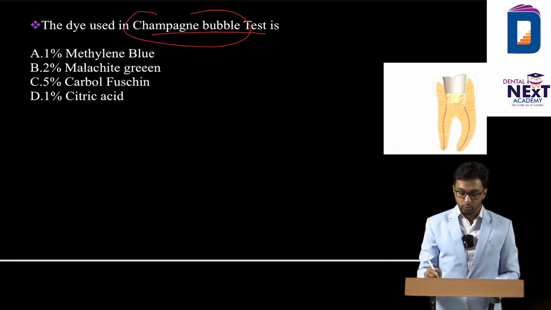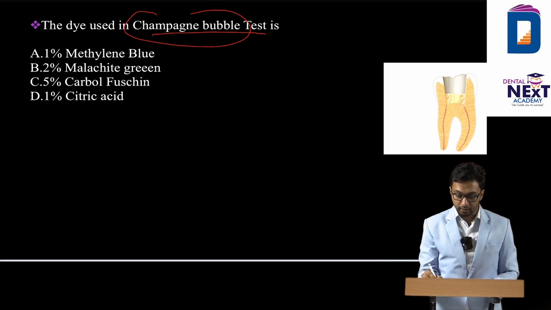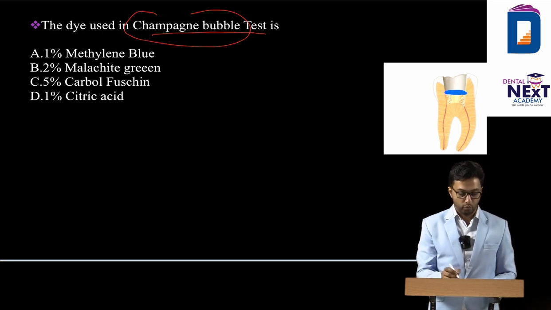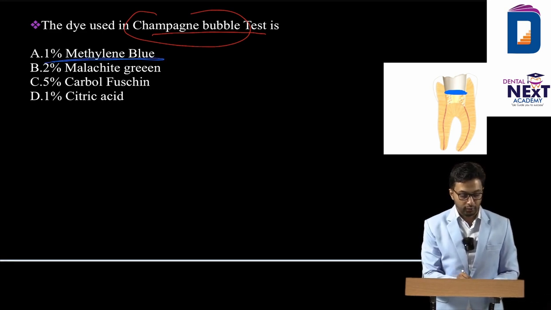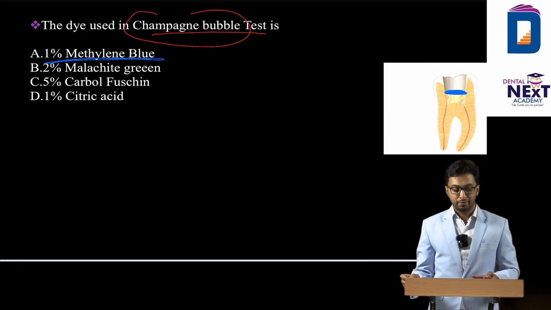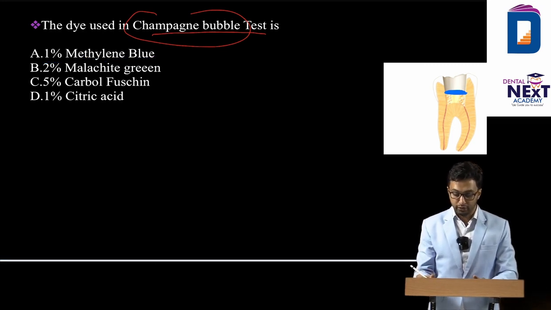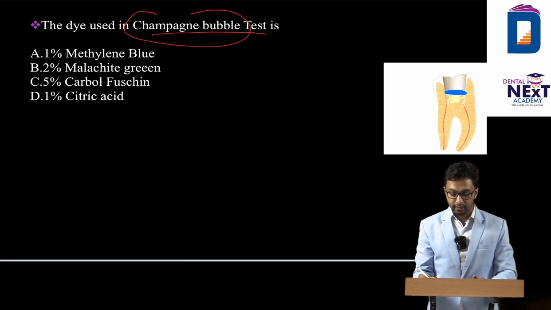What you do is dye the pulp chamber with methylene blue. I'm using the blue color here. You just put the dye, 1% methylene blue. That's the answer to the question here. Once you put 1% methylene blue, you fill the canal with hypochlorite. You just add hypochlorite here.